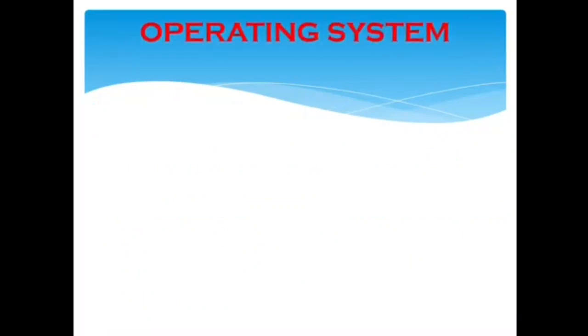See the operating system. See the spelling of operating system. O-P-E-R-A-T-I-N-G. Operating system. S-Y-S-T-E-M. Now I have to give one example. Students, I will give one example of what an operating system is.